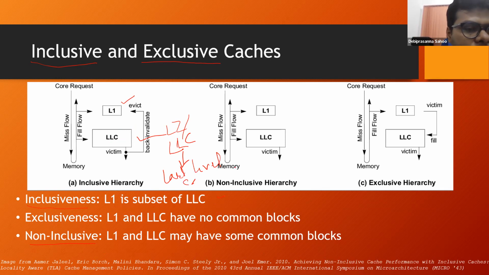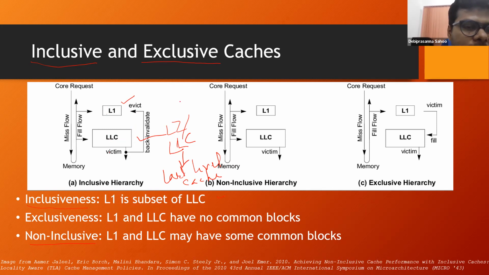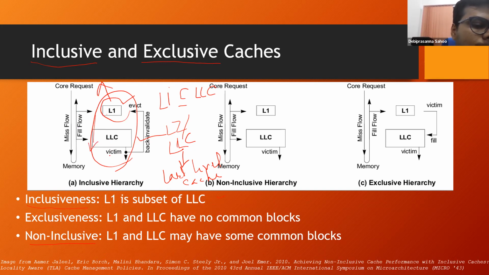So if data in L1 cache is a subset of data in LLC, then it is an inclusive cache. That means all the data present in L1 cache is inclusive of the data present in the last level cache. So how is the core request flowing? When the request comes in, if it is a hit in L1 cache, it will be responded here. If it is a miss, it will go down. Then when the responses come back, it will fill both LLC as well as L1.